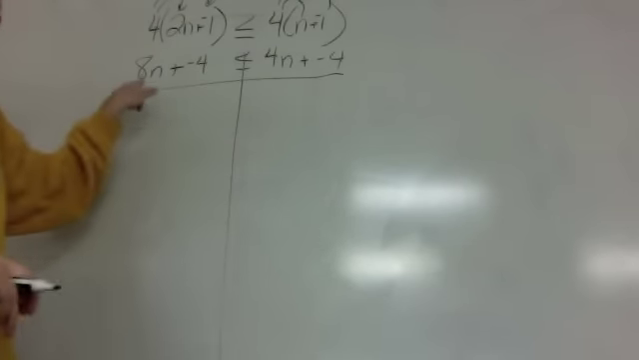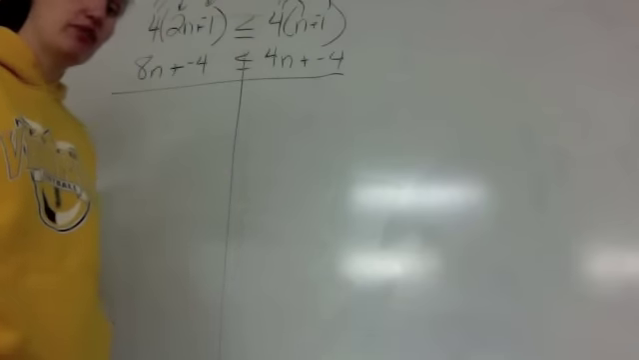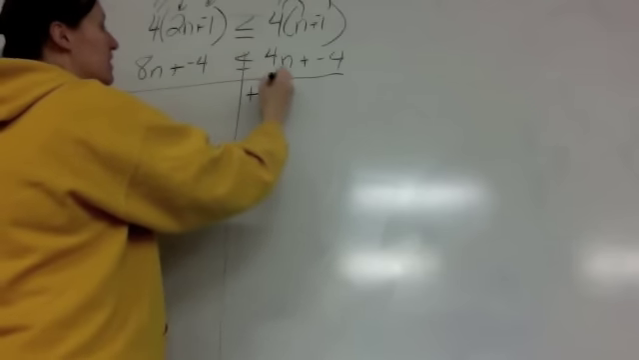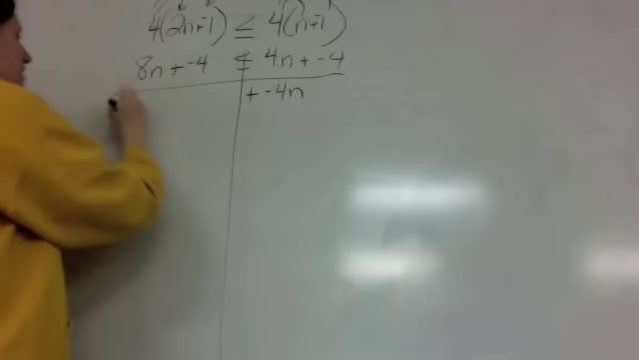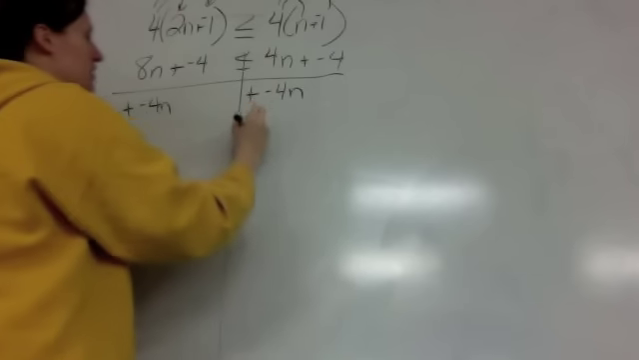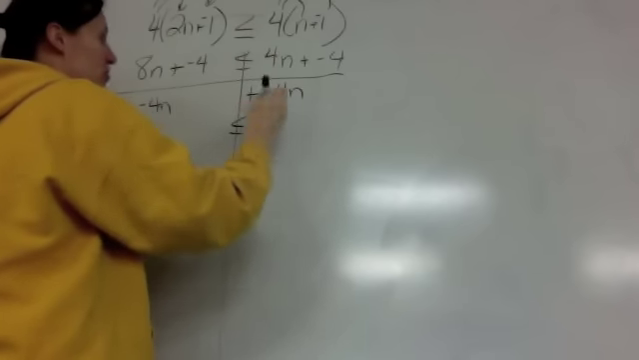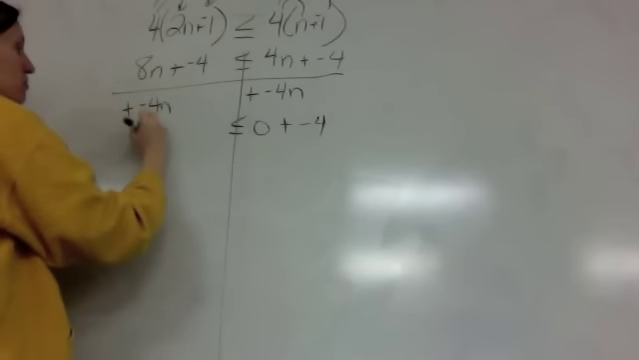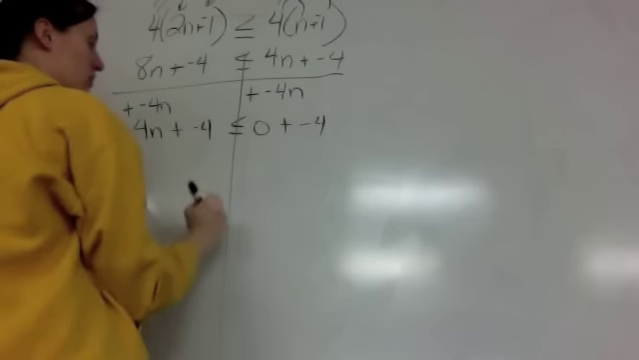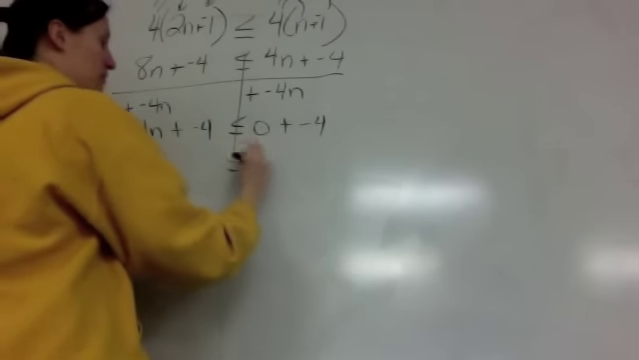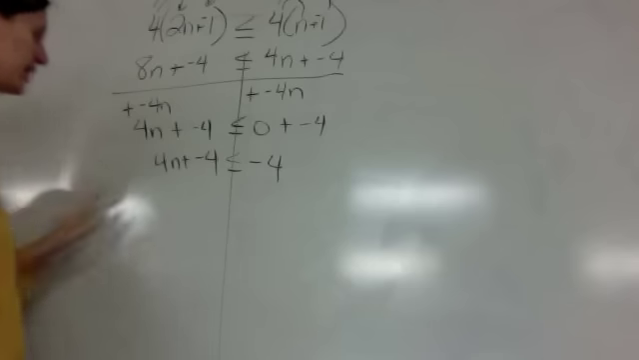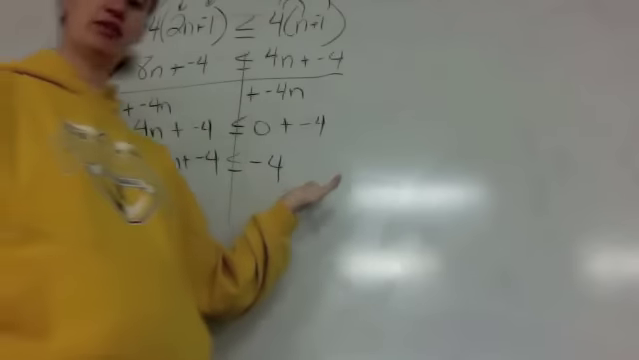Okay, now I can draw my balance scale. Once again, I have a variable on each side, so I need to get rid of the variable on one of the sides. I'm going to get rid of the left side. Add the opposite. Opposite of positive 4n is a negative 4n. 0. Drop this sign. 0 plus negative 4. Over here, 8n plus negative 4n is a positive 4n plus negative 4. 0 plus negative 4 is negative 4. So at this point I have 4n plus negative 4 is less than or equal to negative 4.